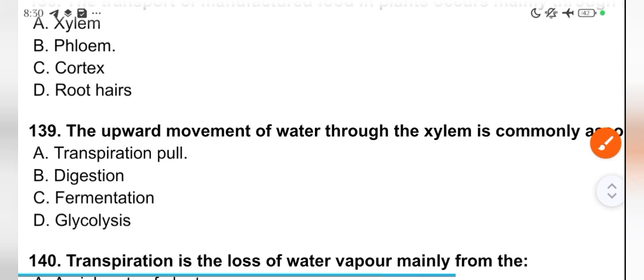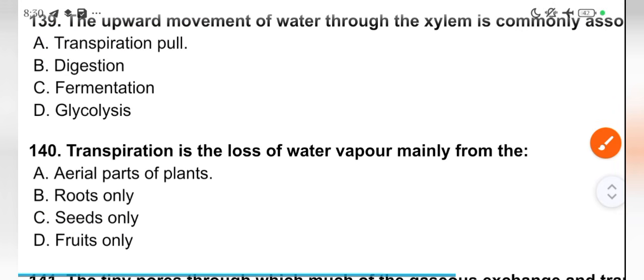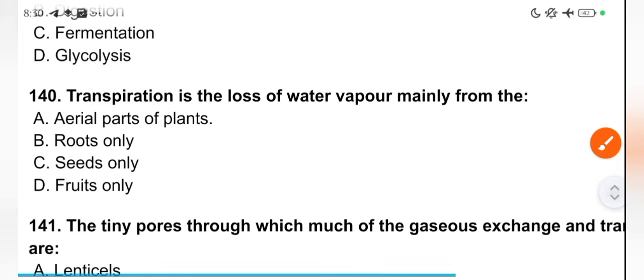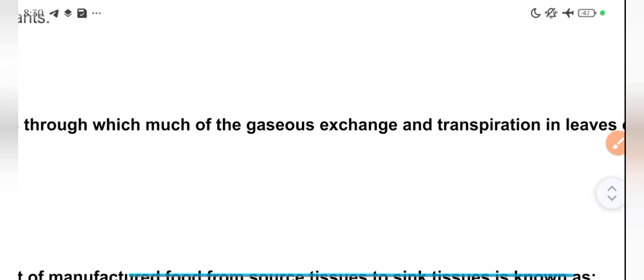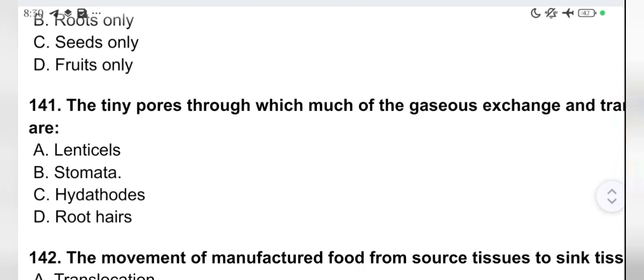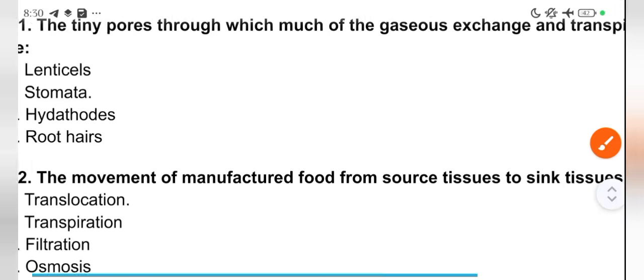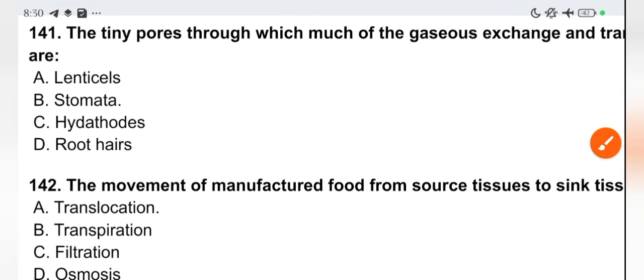The upward movement of water through the xylem is commonly known as, when you see water, just know it's transpiration. Then food is known as translocation. Okay, 140. Transpiration is the loss of water vapor, mainly from the aerial part of the plant. Okay, the tiny pores through which much of the gaseous exchange and transpiration in leaves occurs are known as the stomata. The movement of manufactured food from the source tissues to sink tissues is known as translocation.